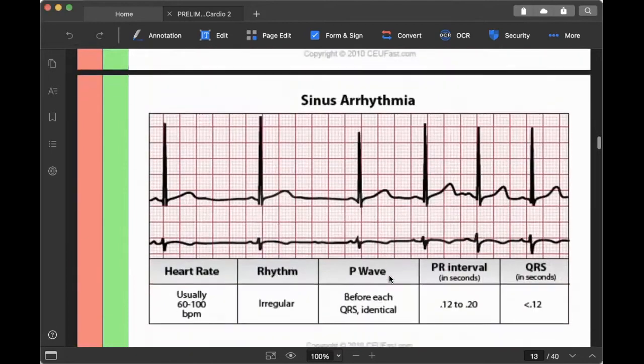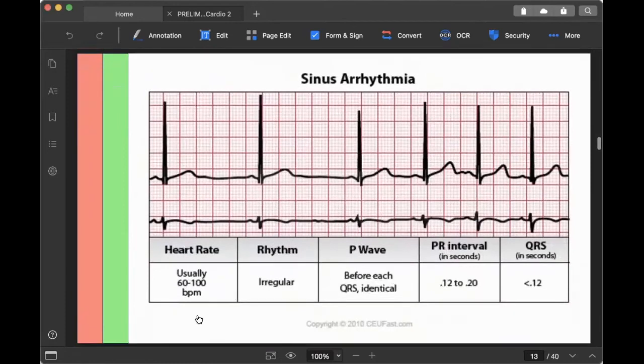How about your sinus arrhythmia? Usually it's 60 to 100 beats per minute. This is common among children and frequent among adults. It is not pathognomonic, and it doesn't actually require treatment. Now, just be familiarized with the proper ECG reading.